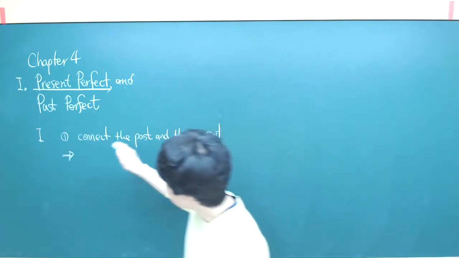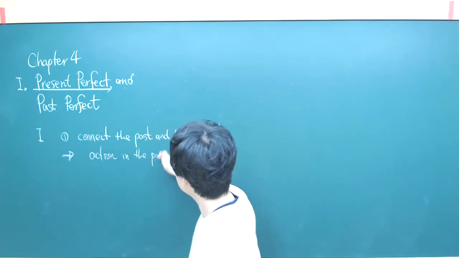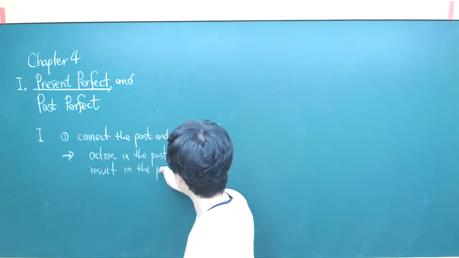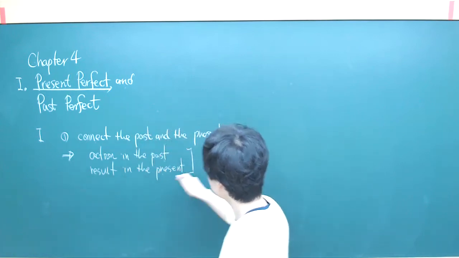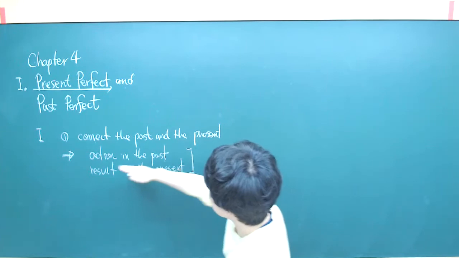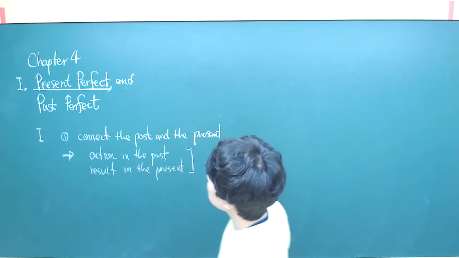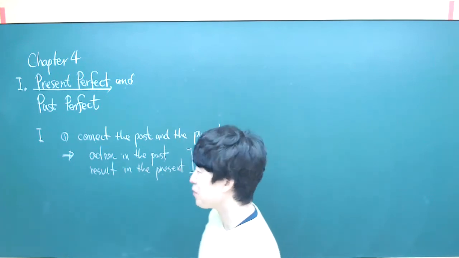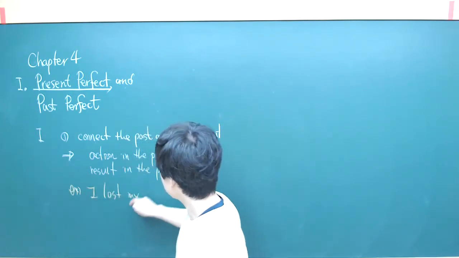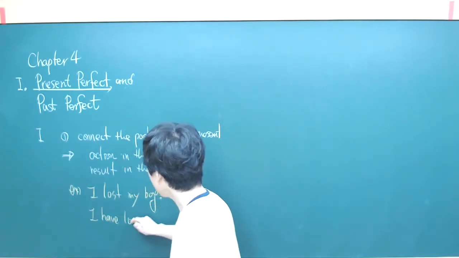In the past and results in the present. You can express these two phrases, action in the past and result in the present, by using present perfect tense. Let me give you a very simple example. I lost my bag. I've lost my bag.